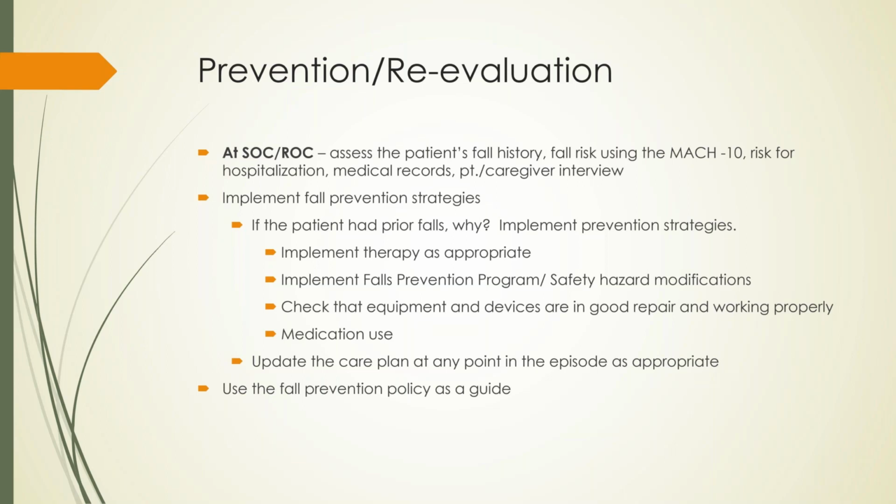We're going to implement fall prevention strategies. So if the patient had prior falls, we're going to try to determine, well, why? What were the circumstances? What are the things that make the patient fall? And what can we put into the plan of care right up front, right when we admit them, to try to prevent that from happening again? Implement therapy, implement a falls prevention program, safety hazard modifications. We want to check and make sure equipment and devices are in good repair and working properly. And I see documentation from therapists a lot: adjusted the walker, whatever it is that you're doing. So, looking at that equipment is important.